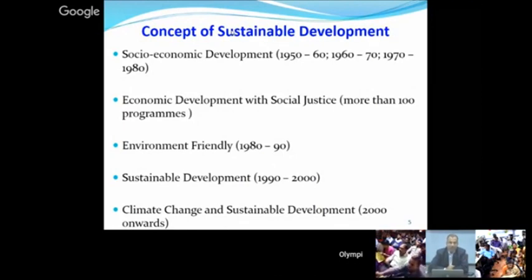In the initial period from 1950 to 60, when we got independence, our prime focus was to create administrative infrastructure. Then we went for various infrastructure development, like we created dams. Many large river valley projects were introduced, like Bhakra Nangal Dam, Hirakud Dam, and many such dams were created in all parts of the country.